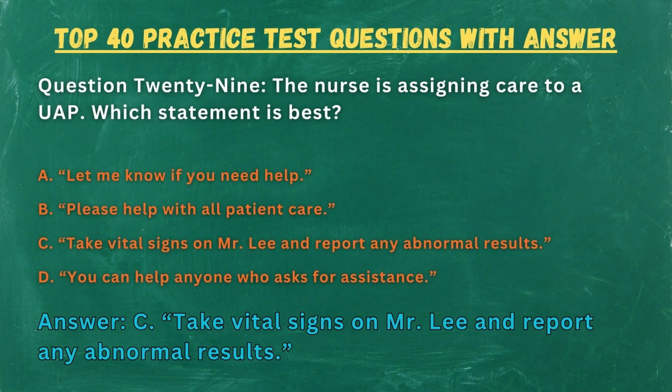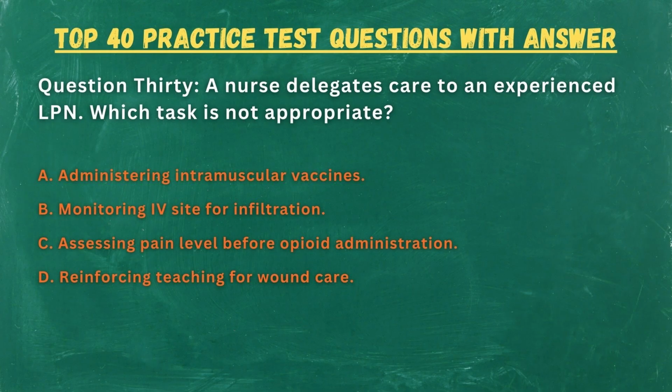Answer: C. Take vital signs on Mr. Lee and report any abnormal results. Question 30. A nurse delegates care to an experienced LPN. Which task is not appropriate? A. Administering intramuscular vaccines. B. Monitoring for infiltration. C. Assessing pain level before opioid administration. D. Reinforcing teaching for wound care.